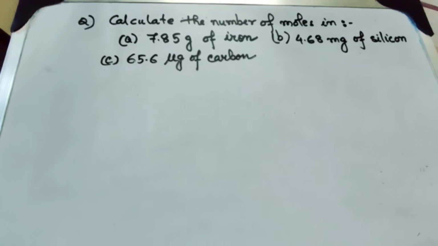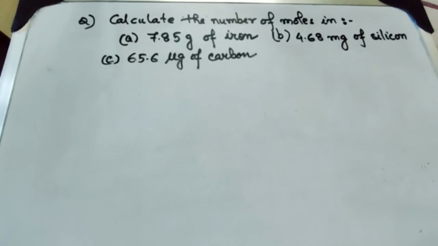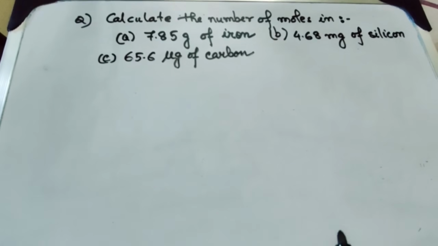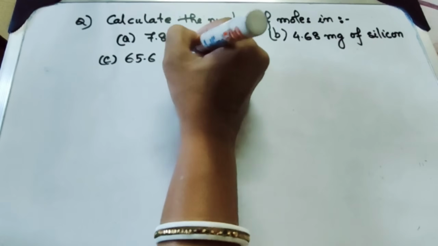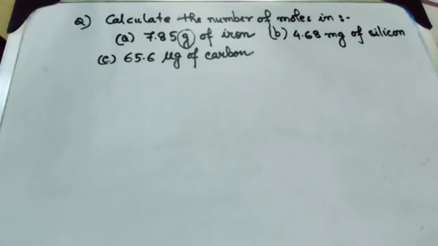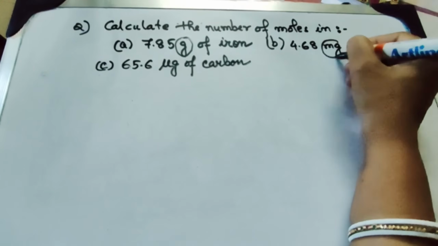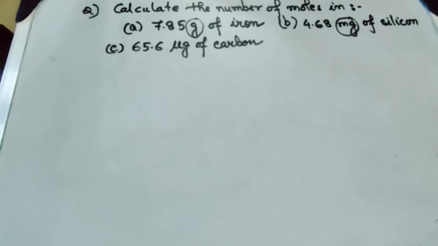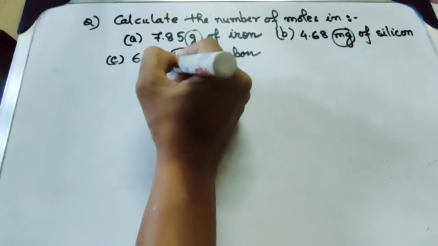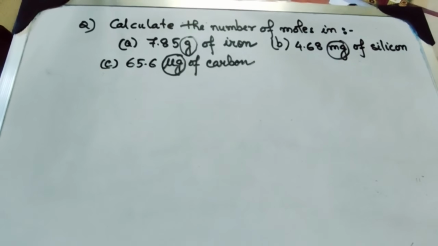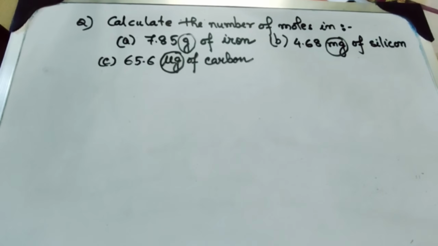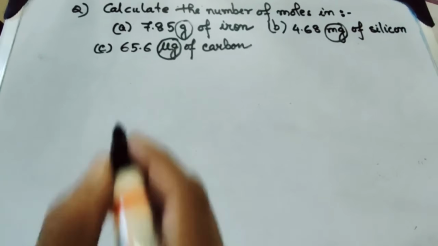चलिए दूसरा न्यूमेरिकल देखते हैं. Calculate the number of moles in 7.85 gram of iron. This is given in gram. Next is given in mg of silicon, and the third one is given in µg of carbon. So the units of the mass that is given are different. So what formula are we going to apply?